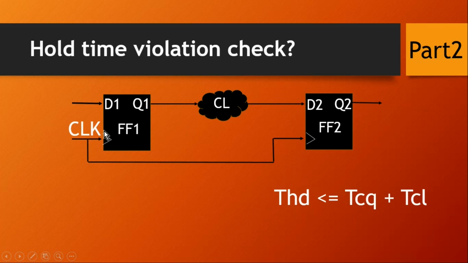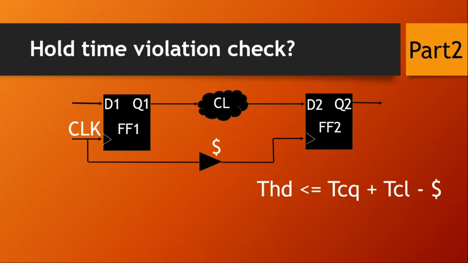And we also know that at the active edge of the clock, flip-flop 1 will start transmitting data and it will reach the input of flip-flop 2 after TCQ plus TCL amount of time. And now we are saying that this delay is enough, that the input of flip-flop 2 should be stable for more than THD amount of time. That means the hold time requirement of flip-flop 2 will be met.